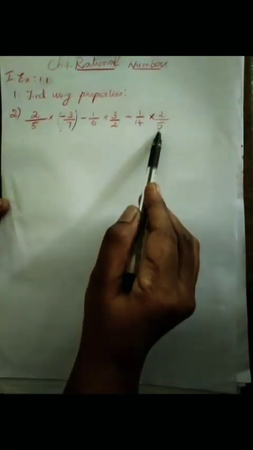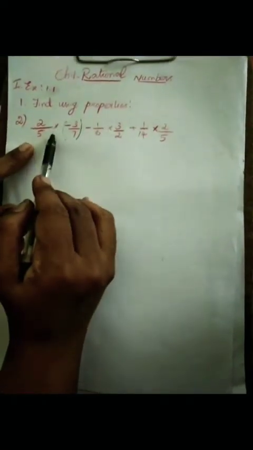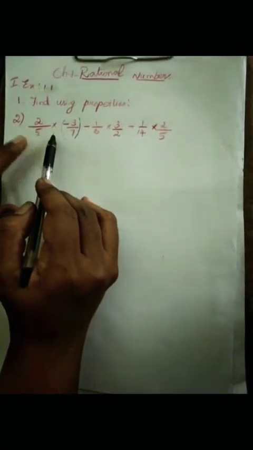In that exercise 1.1, very first sum, second subdivision. Let me read out the question first. 2 by 5 into minus 3 by 7, it is given in the bracket like this, minus 1 by 6 into 3 by 2 plus 1 by 14 into 2 by 5. The question given is: find using properties. Okay, so now we have to use property to find out this answer.